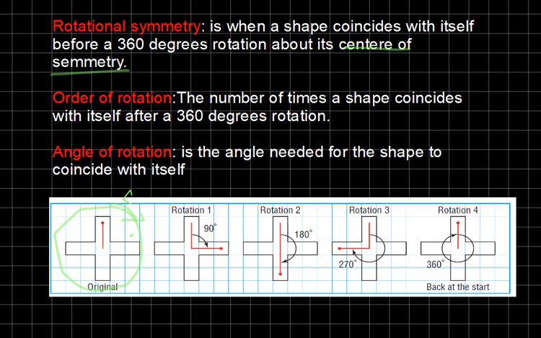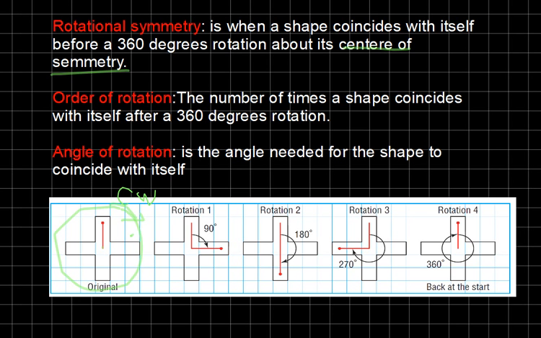Clockwise is going just like the clock. The arms of the clock move to the right always, from the top to the right. If we do a 90 degrees rotation, we're going to end up with the shape as it appears before. So this shape right here has rotational symmetry.